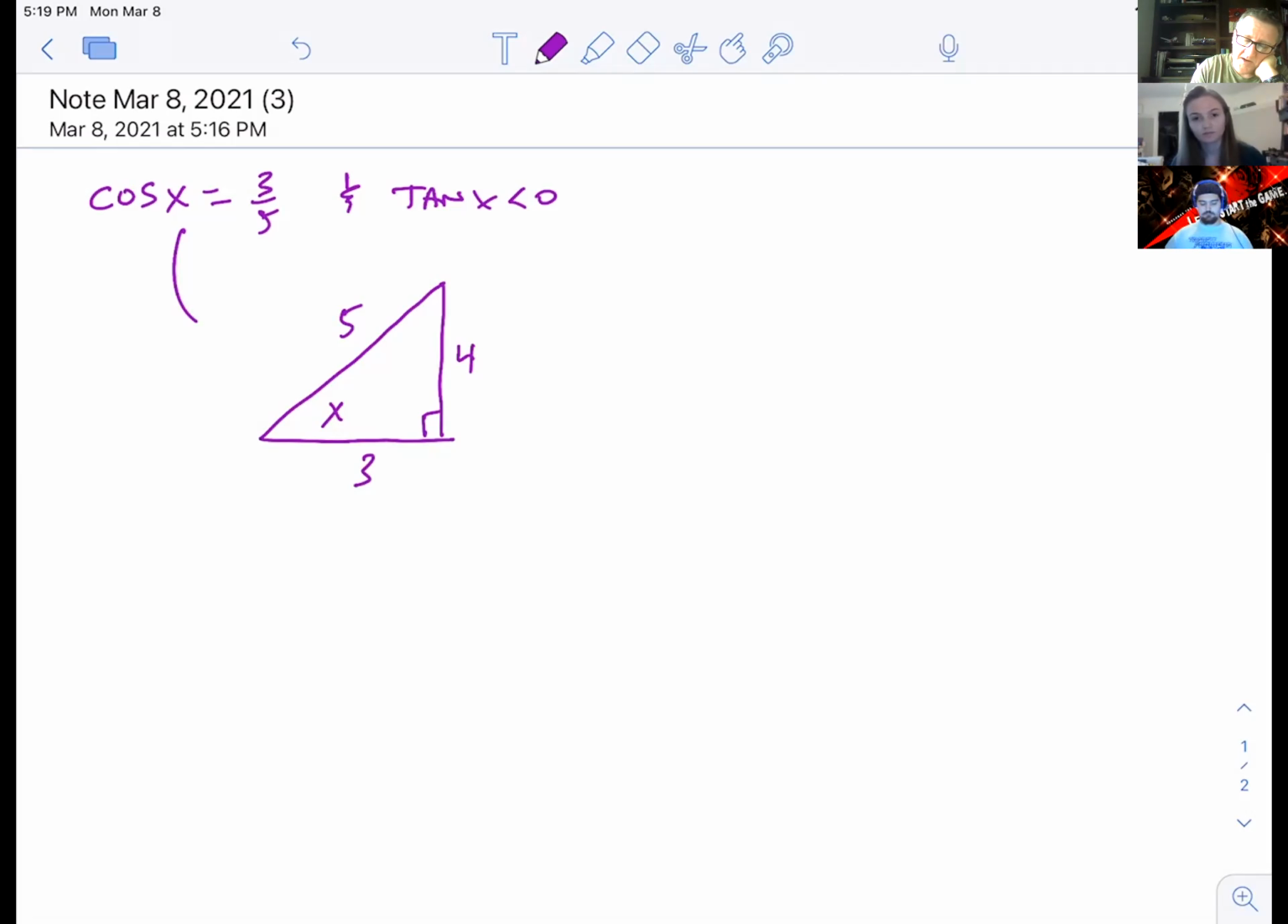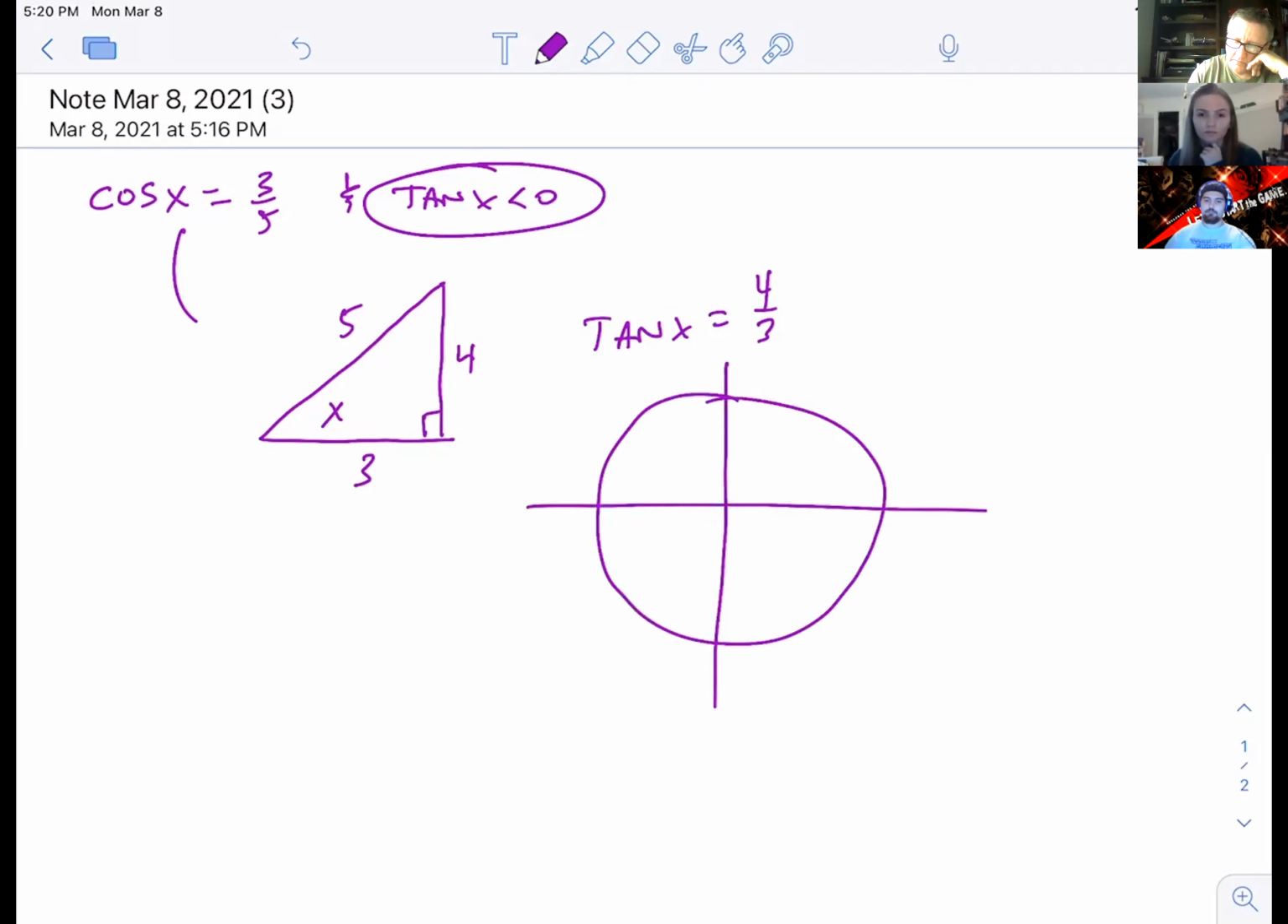But then I'm told the tangent is negative. So if the tangent of x is 4/3, that's not negative, that's positive. So how do I fix that? It's located in the fourth quadrant where y is negative. Yeah, cosine is the x coordinate, so this same exact triangle could exist in the fourth quadrant where this is angle x, this is the adjacent, and this is the hypotenuse. Notice 3 is still positive because I'm going right 3, but I'm going down 4. That would make tangent of x equal negative 4/3. Exactly, in which case, ching, we met that requirement.